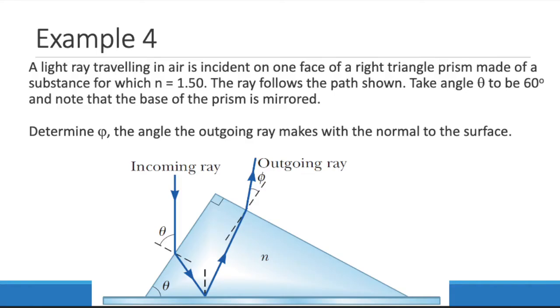A light ray traveling in air is incident on one face of a right triangle prism made of a substance for which n equals 1.5. The ray follows the path shown. Take angle theta to be 60 degrees and note that the base of the triangle is mirrored. Determine phi, the angle the outgoing ray makes with the normal to the surface.